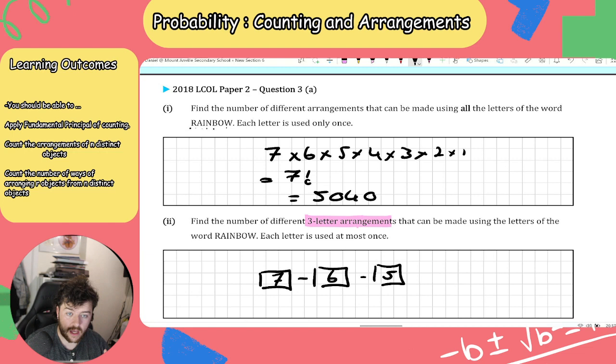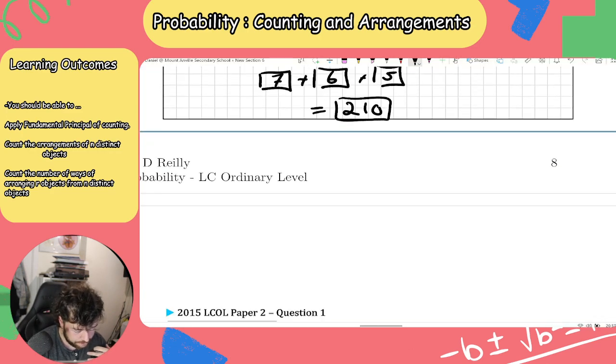So I can't use a letter more than once. So 7 times 6 times 5 is 210. So I have 210 possible 3-letter words from the word rainbow.